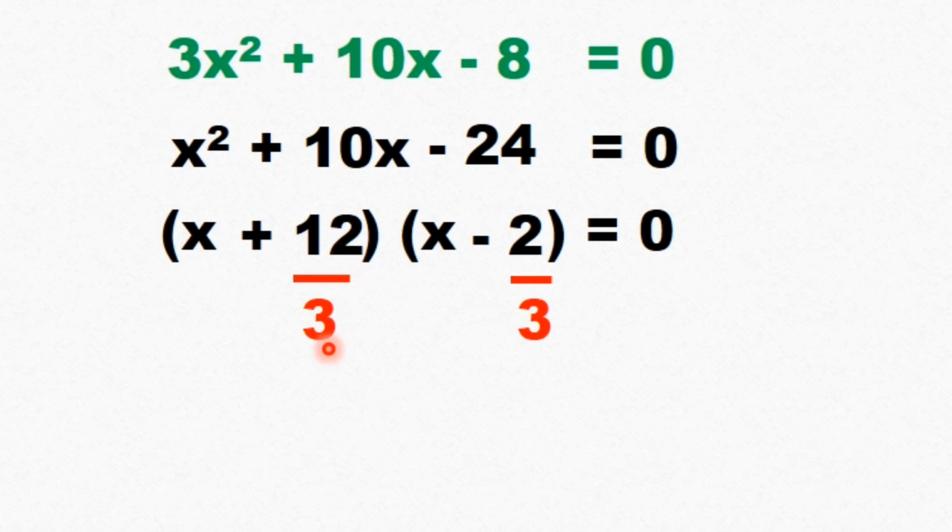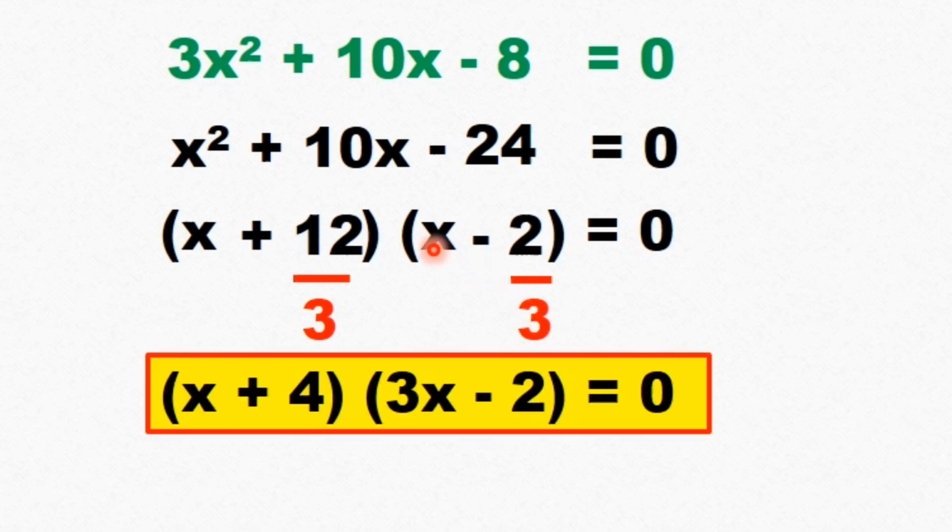Simplify, 12 over 3 is 4. And move 3 in front of x. So we have the quantity of x plus 4 times the quantity of 3x minus 2 is equal to 0, which is the final answer.